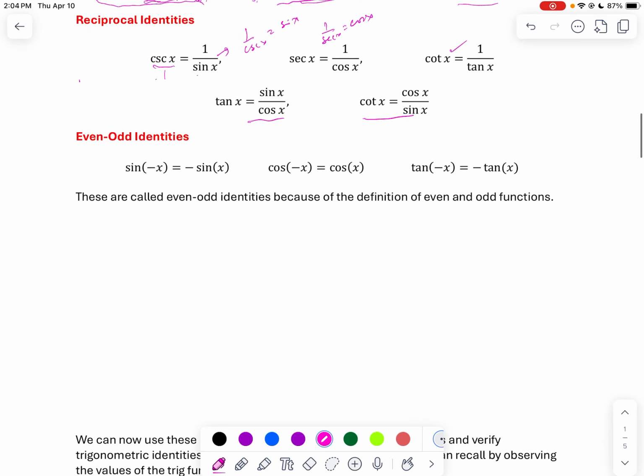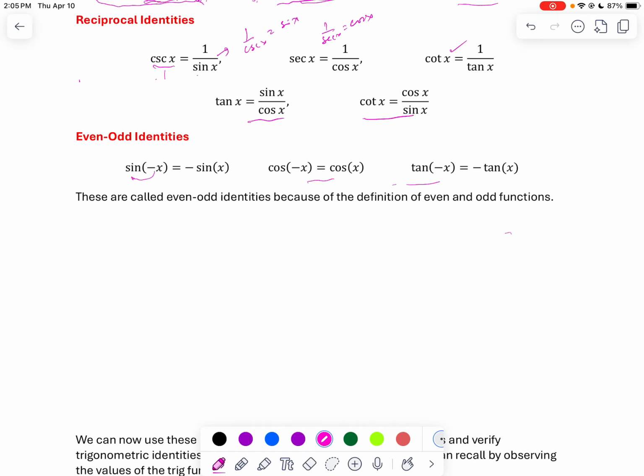Another kind of identities are what we call the even-odd identities. According to these, sine of negative x is equal to negative sine x, but cosine of negative x is cosine x. By the way, tangent of negative x is also negative tangent x. So you see, it looks like we have taken the negative sign out from here, but that is not the case. We cannot pull out the negative sign. We are not multiplying here. So how did we get the negative sign outside, and why don't we have it over here?